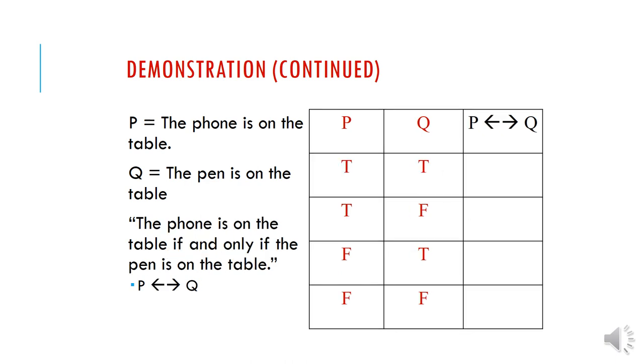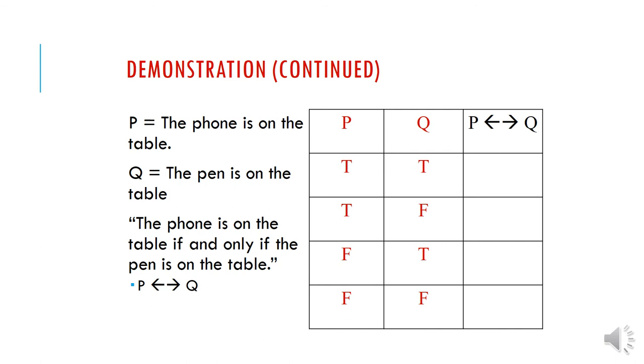For a biconditional, the phone is on the table if and only if the pen is on the table. Here we see that because both are necessary and sufficient of one another, both have to appear together or not at all. So in row one, we see that both are true. So the truth function of this complex proposition is true.